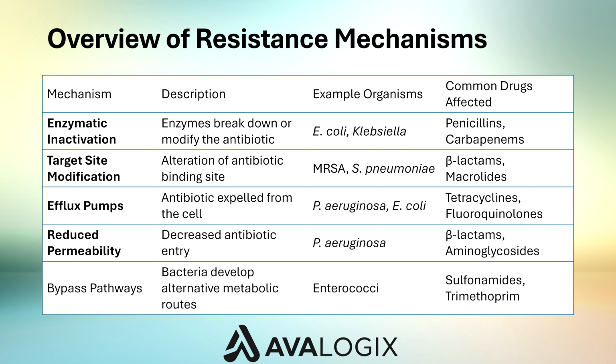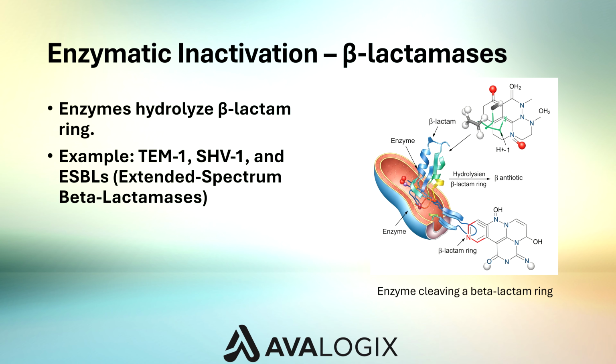Bacteria often use multiple strategies simultaneously, especially in hospital settings where multidrug-resistant organisms thrive. What's impressive and concerning is how bacteria can develop these traits through mutations or by acquiring genes from others via horizontal gene transfer. Each of these strategies represents a different evolutionary solution to the same problem: survival in the presence of antibiotics. Let's start with perhaps the best-known resistance mechanism, enzymatic inactivation, particularly by beta-lactamases.